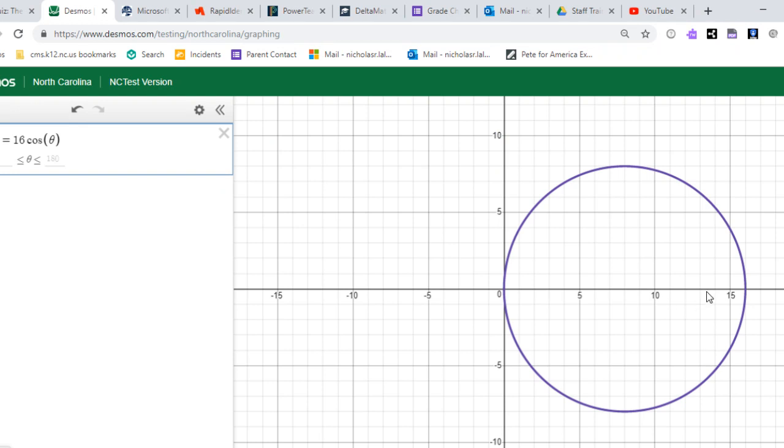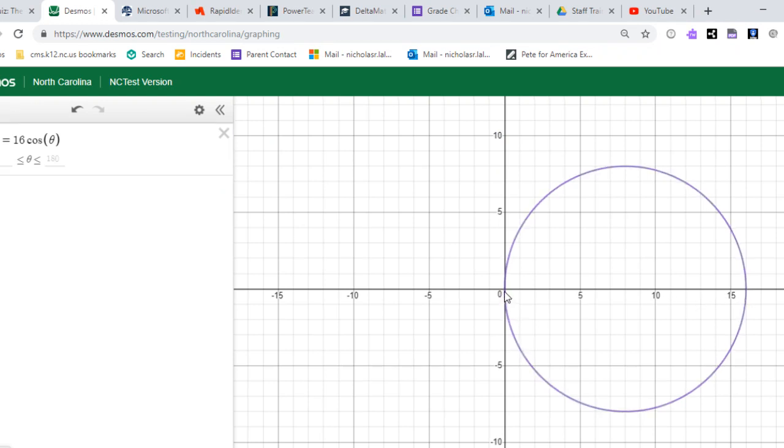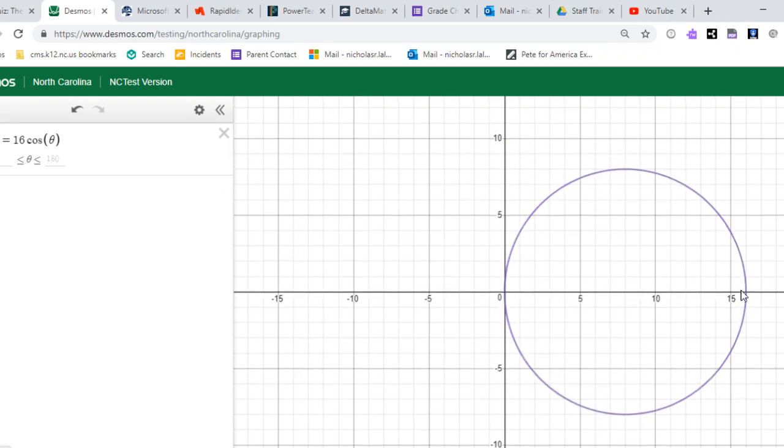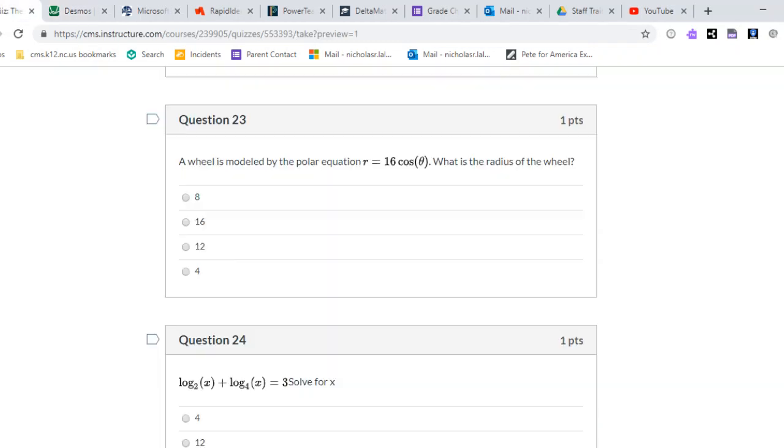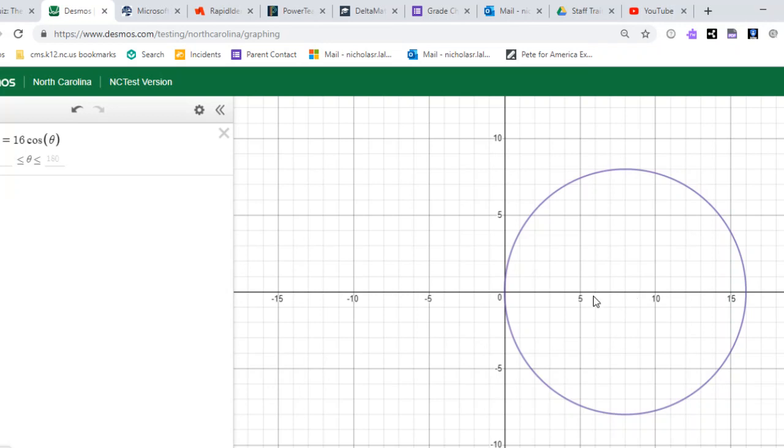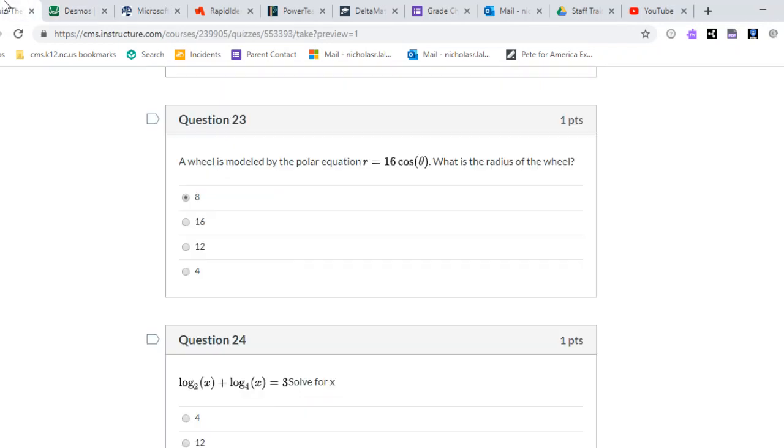Now the diameter here is 16 because the circle starts at 0 and ends at 16. The diameter is 16, the radius is half of that, which is 8. Hopefully you can just see that half of 16 here is 8.